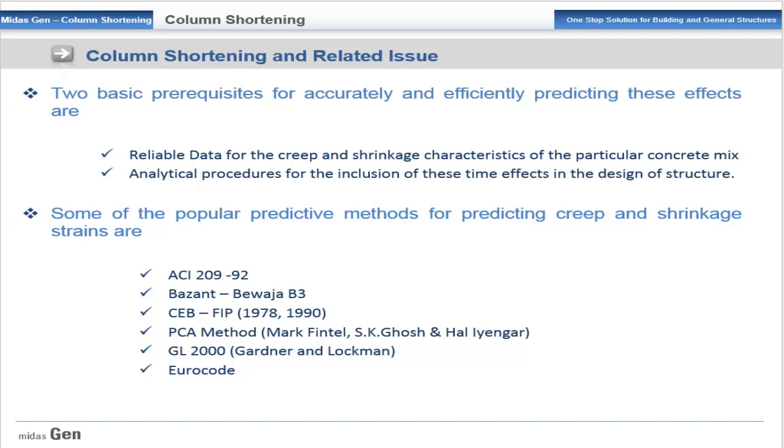In Midas Gen, some of the popular predicting methods for predicting creep and shrinkage are ACI 209, Bazant-Baweja B3, CEB-FIP, the PCA method, which uses Mark and Fintel, Eskagosian Hal Iyengar method. Then there is GL 2000, Gardner and Lockman, that is. And as well as we have the Eurocode.